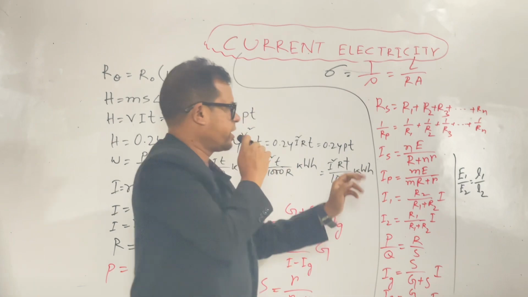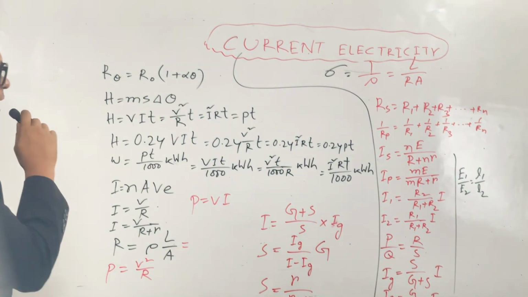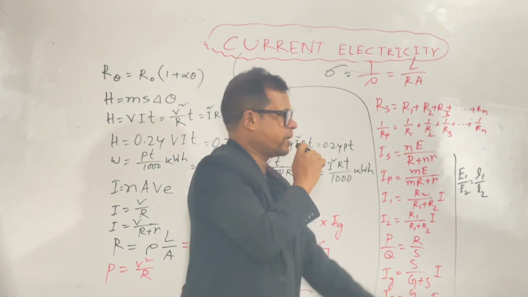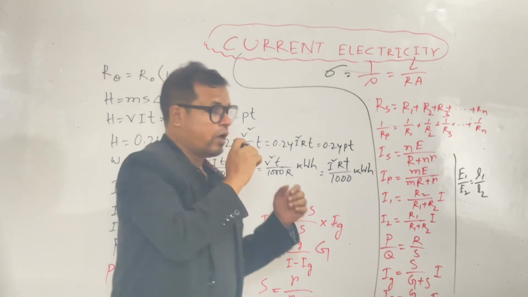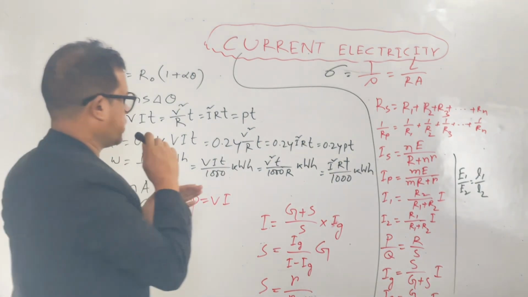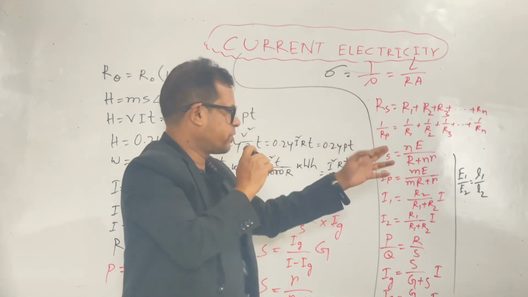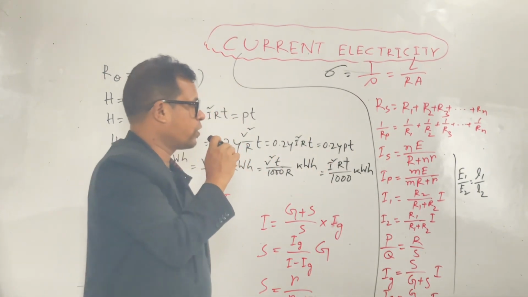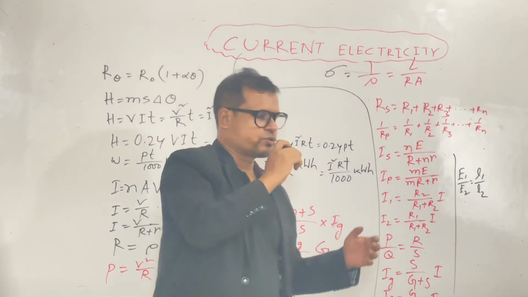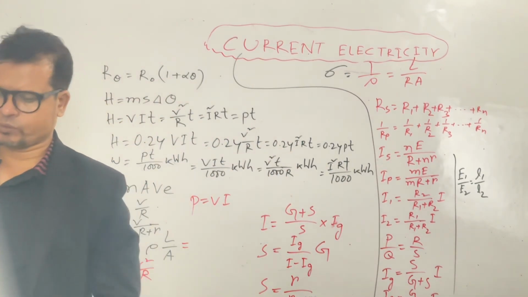Series resistance equal to R1 plus R2 plus R3 plus and so on. For finding out the series resistance of a conductor, you have to apply this formula: RS equal to R1 plus R2 plus R3 plus up to Rn. And if the resistances are given in parallel connection, then you have to apply this formula: 1 over RP equal to 1 over R1 plus 1 over R2 plus 1 over R3 plus up to 1 over Rn.